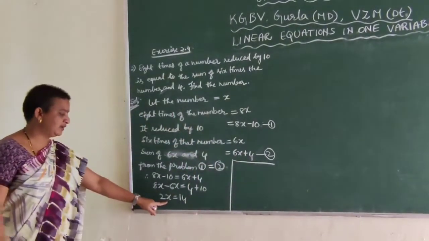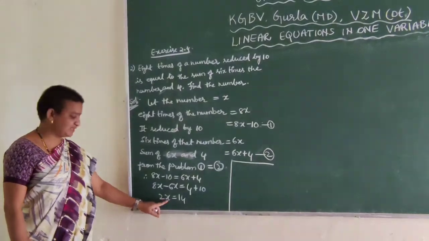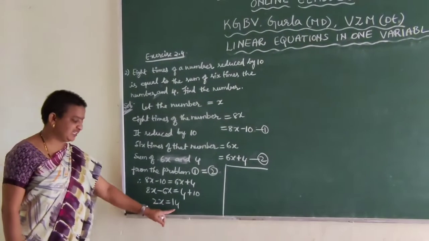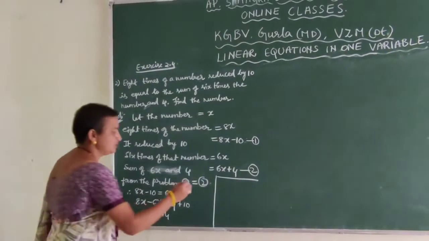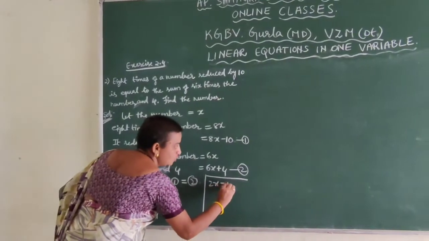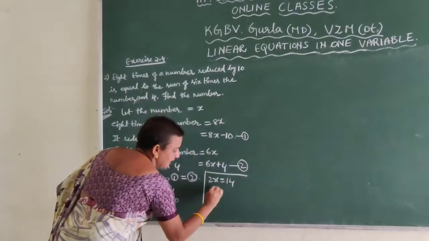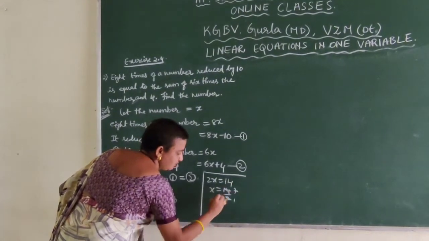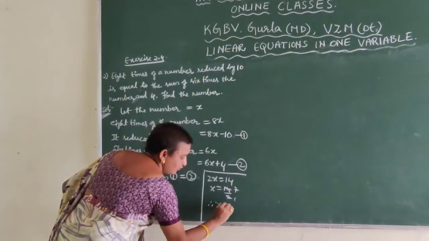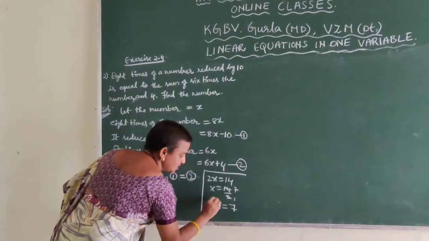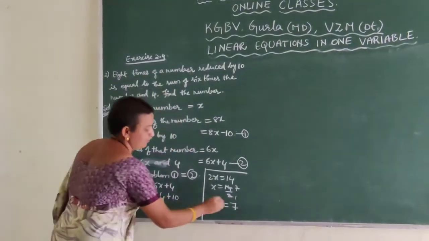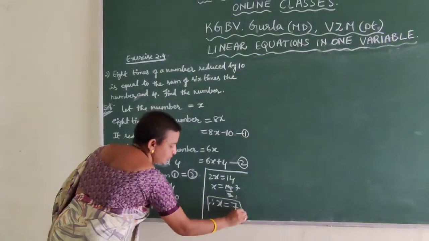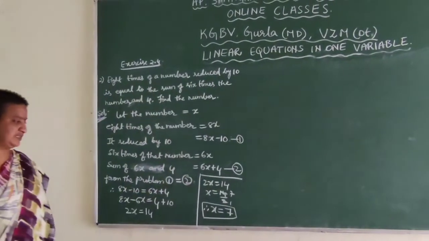Here 2 multiplies the term x. If we transpose it, it divides the term 14. So 2x is equals to 14 means x is equal to 14 by 2. 2 ones, 2 sevens. Therefore, the value of variable x is equals to 7. Okay. The value of variable x is equals to 7.